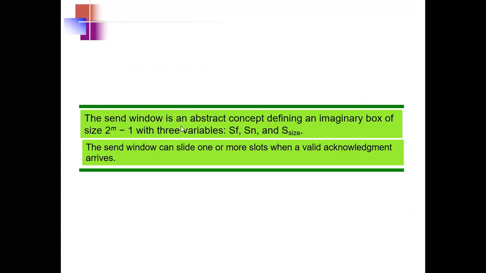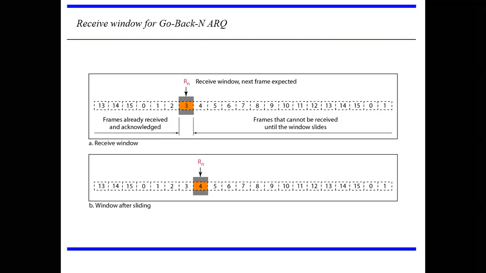Similarly, you can see the receiver sliding window. Just for knowledge purposes, just remember, we are not discussing this in your program. The receiver sliding window will slide by only 1 position. Remember, the sender sliding window can slide more than 1 position, whereas the receiver sliding window will slide by only 1 position.